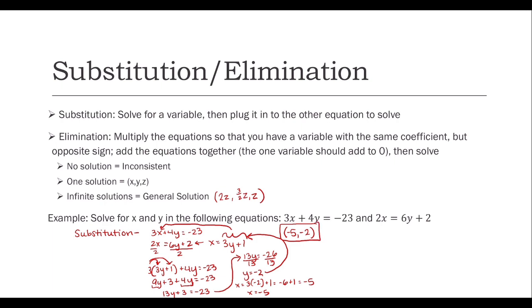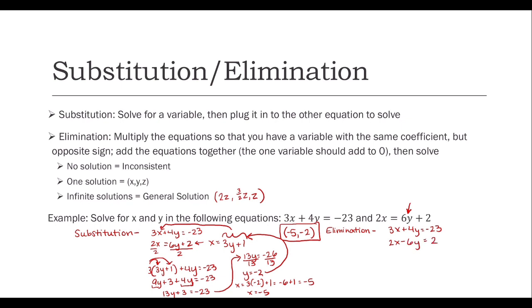We can do that same thing using elimination. So with elimination, we have our 3x plus 4y equals negative 23. And we'll want to move our y over to the same side. So we'll subtract 6y. So we have 2x minus 6y equals 2.